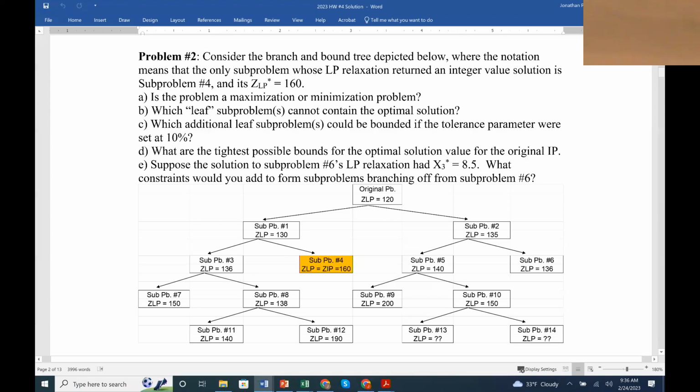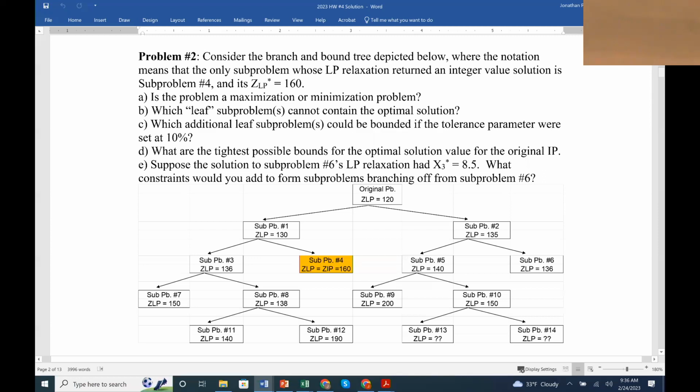Now let's solve the problem. Which subproblems cannot possibly contain the optimal solution? Here, the LP relaxation score is 190. Nothing underneath that node can do better than 190. And in a minimization problem, that means all integer solutions underneath there will score 190 or worse. And we already know how to do better than that. So don't bother exploring further underneath that node. It couldn't possibly beat the 160.